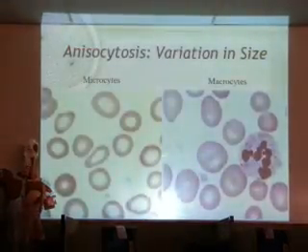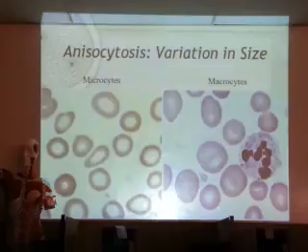But if you find variations in the size or the shape, then we need to report that. We need to recognize it because it's an important clue as to the kind of disease a patient might have. By morphology, you can steer the diagnosis toward the type of anemia we're looking at.